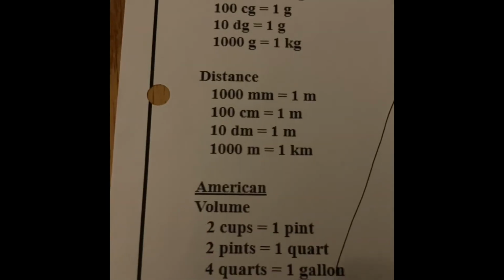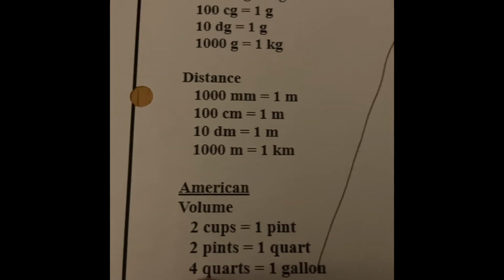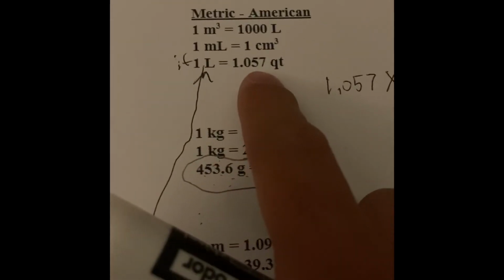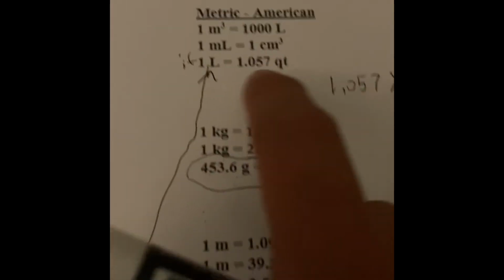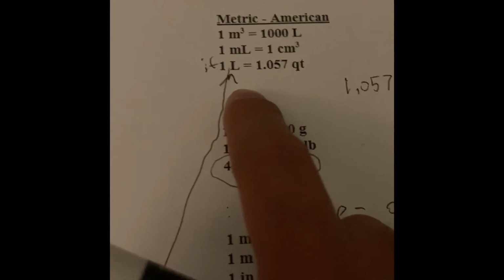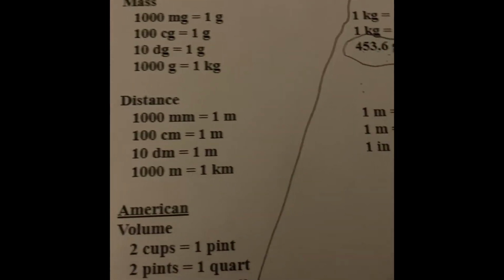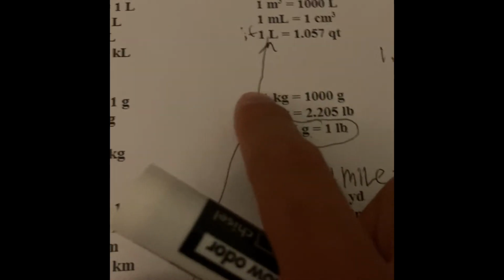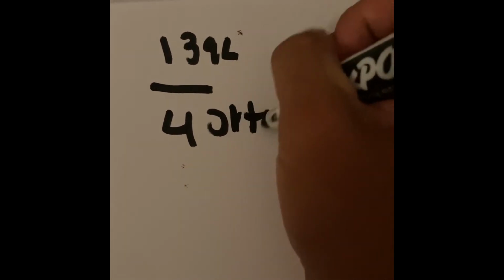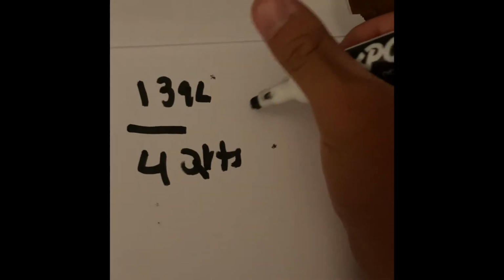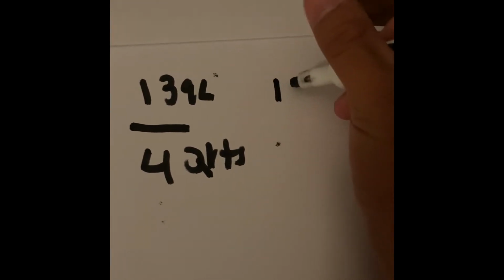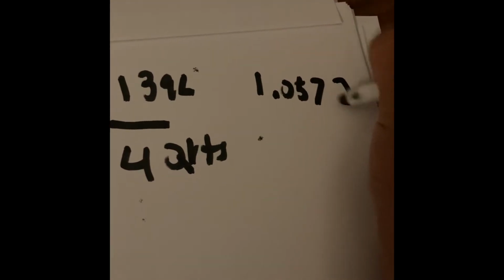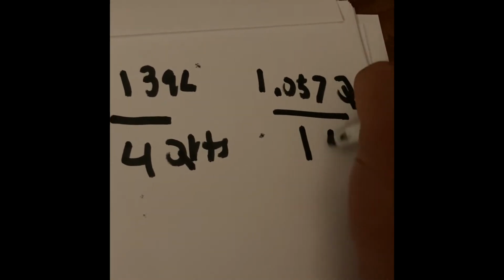So, if 1 gallon is equal to 4 quarts and 1.057 quarts is equal to a liter, then we can use those. We have to go from gallons to quarts, quarts to liters. So right here, 1 gallon is going to equal 4 quarts. 4 quarts is 1 gallon. So 1.057 quarts is equal to 1 liter.